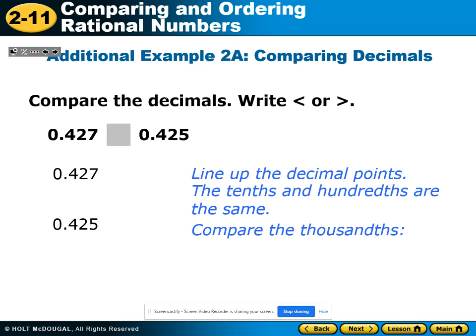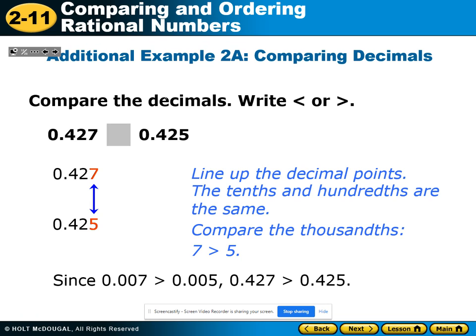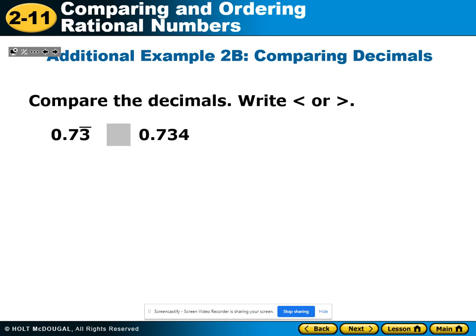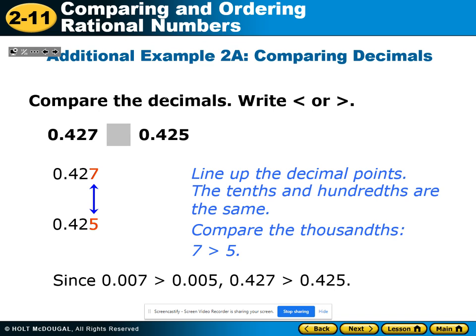So line up those decimals. We did that. Compare the thousands. They're different. Everything before that's the same. So the first thing that's different, we compare that. Oh, 7 is greater than 5. So, since that is the case, we see, hey, there's that greater than symbol.